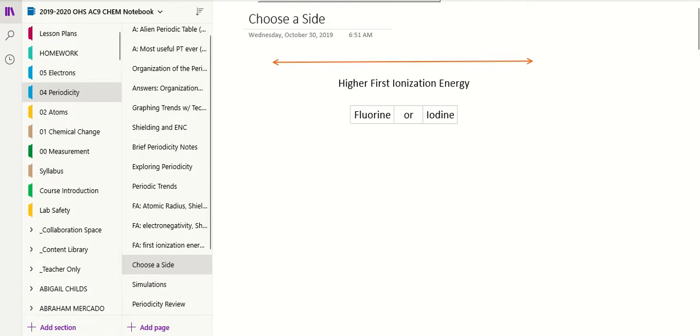So, here, if we look at fluorine versus iodine, what's the difference? Are they in the same group or the same period? Group. So what are we looking at here? Look at shielding. Which one has more shielding? Iodine has more shielding.